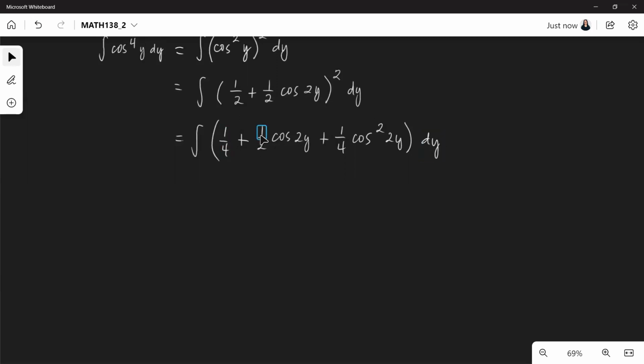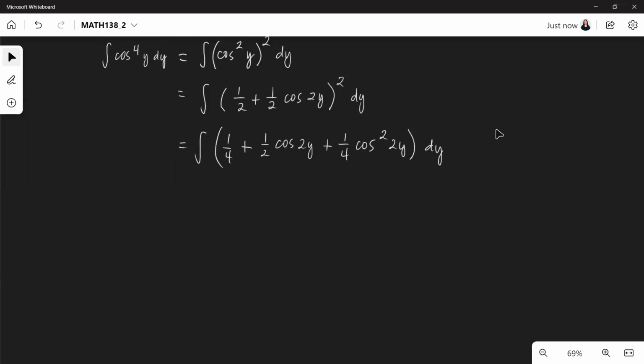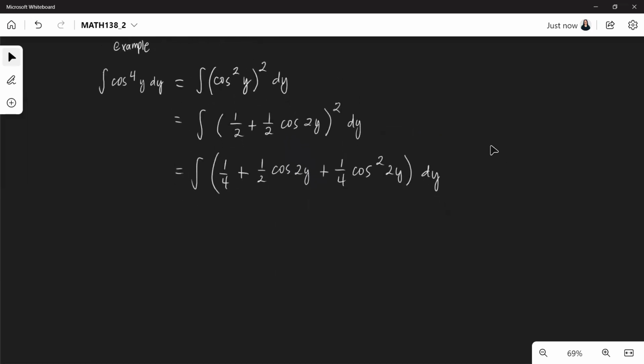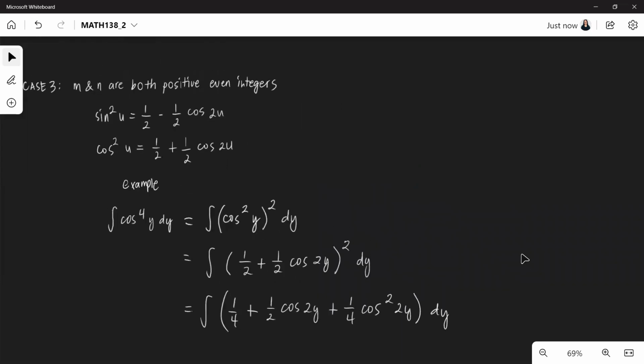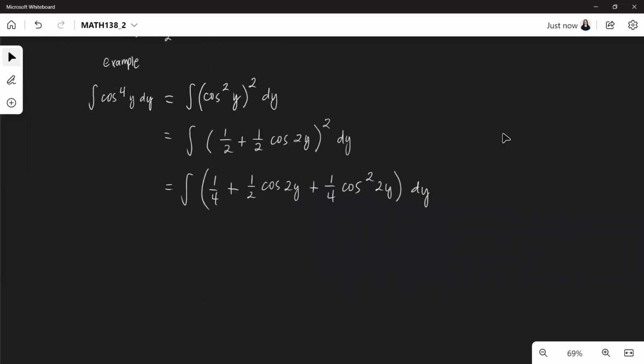Then also 1 half cosine 2y dy. For the third term, it's cosine squared. There is no direct formula for the integral of cosine squared. So we need to use case 3 one more time, because we can apply case 3, right? Because the exponent is an even integer.